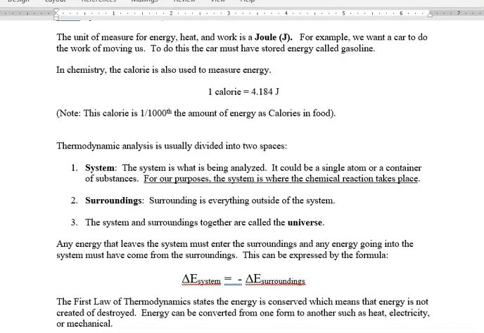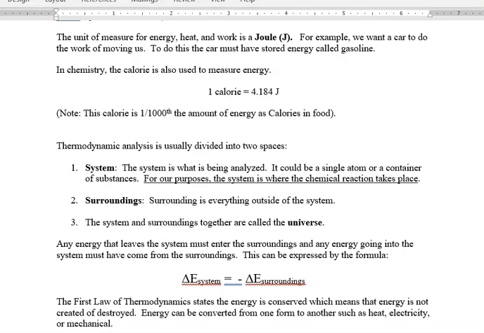The surroundings is everything else that's outside of the system. It's the rest of the world, but really it's the immediate surroundings around the chemical reaction. So if you put the system and the surroundings together, that's everything. That's called the universe. Any energy that leaves the system must enter the surroundings, and any energy going into the system must have come from the surroundings. There's only two places in our simple world here.